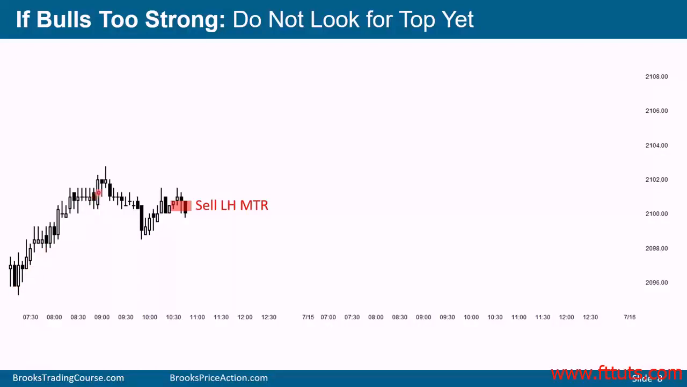We have a bull trend, fairly tight bull channel. We sold off about 10 bars or so. Possibly this is a double top lower high major trend reversal. It's reasonable to take that short. It would be better if this bar had a bear body and if we had more selling pressure.